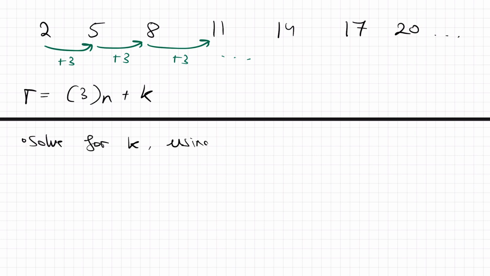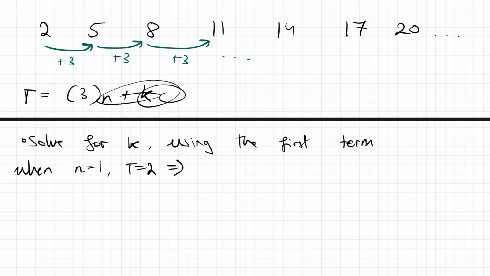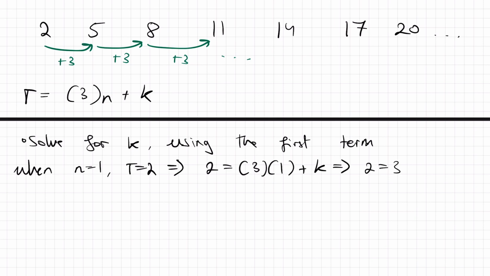Using the first term. It can actually be any term, but usually we use the first term just because it's easier. So if we solve for k using the first term, that's going to say we know when n equals 1, t equals 2. So let's substitute this into this equation up here, and we get 2 is equal to 3 times 1 plus k. So 2 equals 3 plus k, so k equals minus 1.